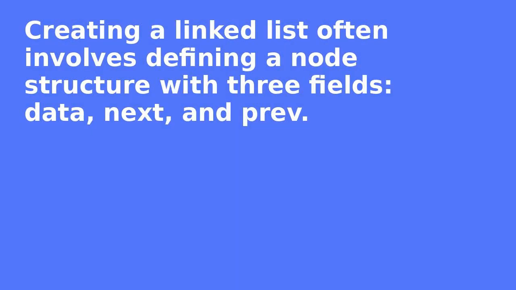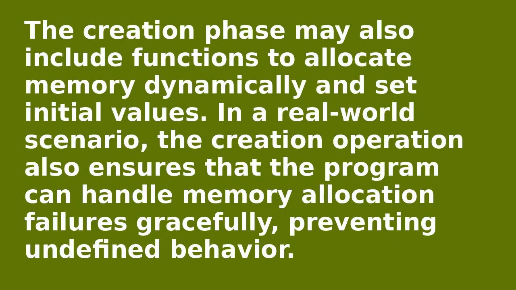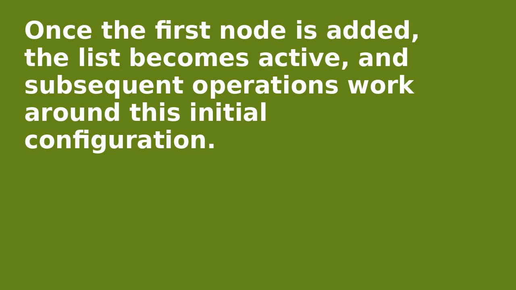Creating a linked list often involves defining a node structure with three fields: data, next, and prev. The creation phase may also include functions to allocate memory dynamically and set initial values. In a real-world scenario, the creation operation also ensures that the program can handle memory allocation failures gracefully, preventing undefined behavior. Once the first node is added, the list becomes active, and subsequent operations work around this initial configuration.